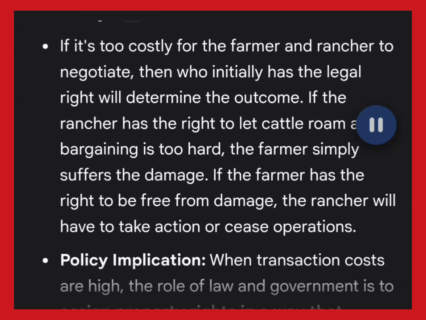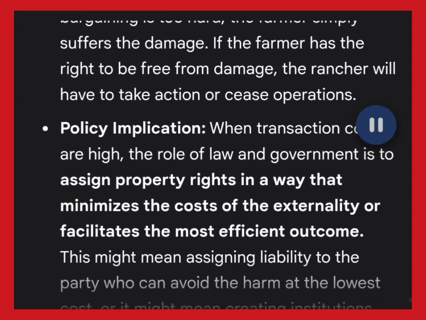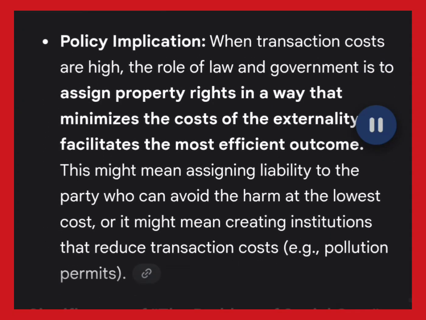Policy implication: when transaction costs are high, the role of law and government is to assign property rights in a way that minimizes the costs of the externality or facilitates the most efficient outcome. This might mean assigning liability to the party who can avoid the harm at the lowest cost, or it might mean creating institutions that reduce transaction costs, e.g., pollution permits.